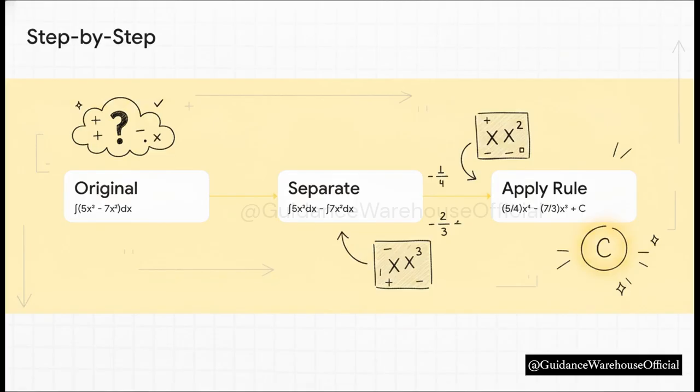Then we just do the exact same thing for 7x squared. Add 1 to the 2 to get 3, and divide by 3. That gives us minus 7/3 x cubed. Put it all together, slap our constant c at the very end, and boom, we have our general antiderivative.